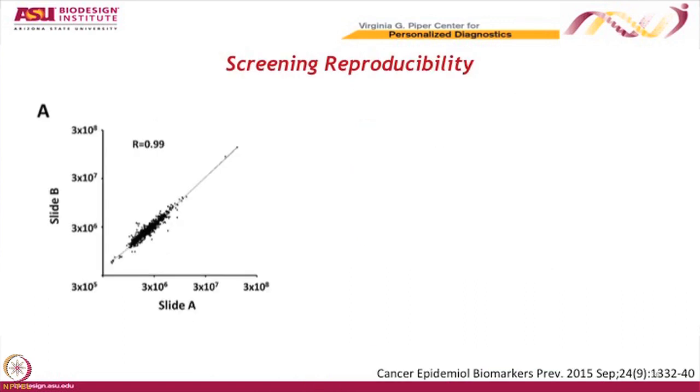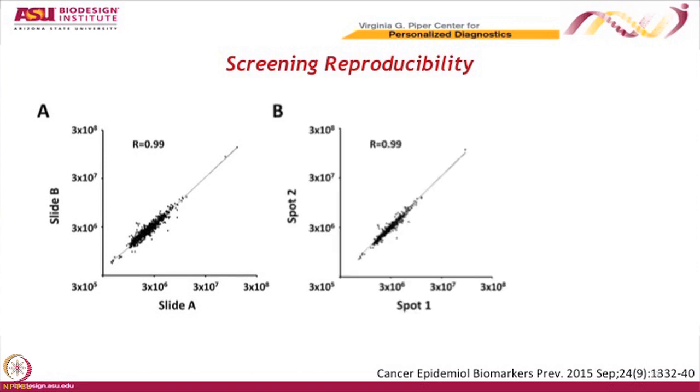Now imagine if, here's a couple of other examples, slide A to slide B. Here's another one. We also often will print 2 spots for the same protein on the same array. And the advantage of that is that we can compare intra-array. Do we get similar signals? And again, you see very, very good correlation from spot to spot within an array.